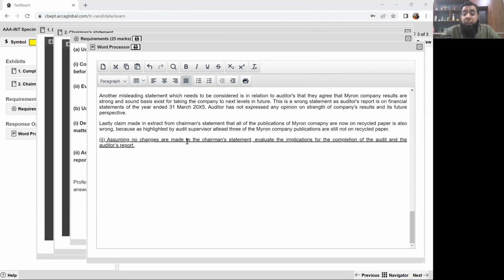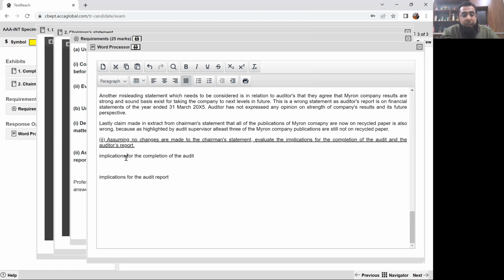So, assuming no changes are made to the chairman's statement, evaluate the implications for the completion of the audit and the auditor's report. So, let's break this requirement into 2 heads. One is implications for the completion of the audit, and the other is implications for the audit report. Okay. Let me repeat it again.